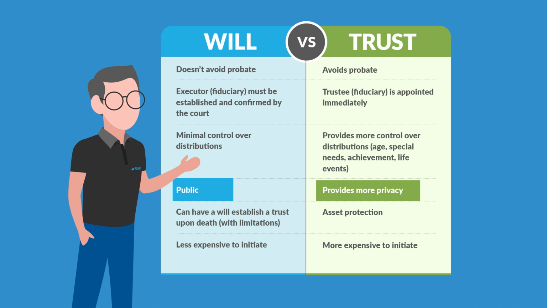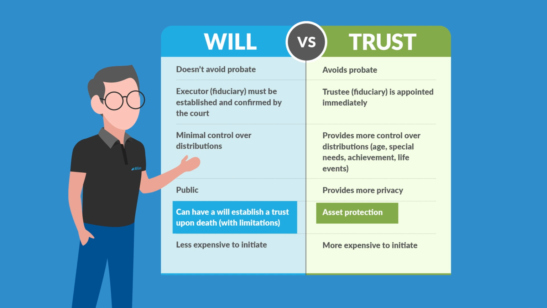So the other thing is the privacy side of it. With a will, that's public information. On your passing, basically anyone can look up what's in your estate. However, with a trust, that is private. So it is not public to the community. With a trust, you can also have some form of asset protection.